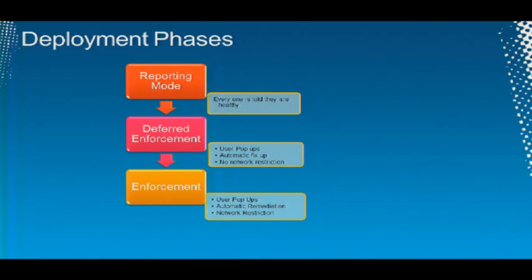Now, the clients are all good. They go, yep, I'm all healthy, fantastic. Users don't get any pop-ups. They don't really know anything that's happening at the moment. But we can look at our event logs and we can check to see how many of our clients are matching our unhealthy policies. So are our policies working? Are our updates going out? Now, when we're happy that most of our clients are hitting our healthy policies, that we've got our client fleet up to the right level, then we move to deferred enforcement mode.